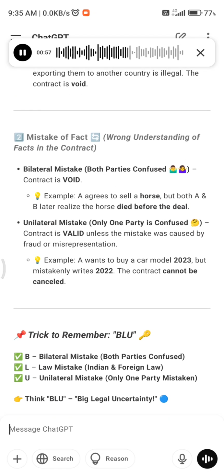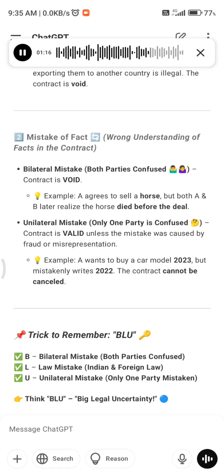Mistake of fact. Wrong understanding in the contract. Bilateral mistake: both parties confused. Example: A agrees to sell a horse, but both A and B later realize the horse died before the deal. Unilateral mistake: only one party is confused.